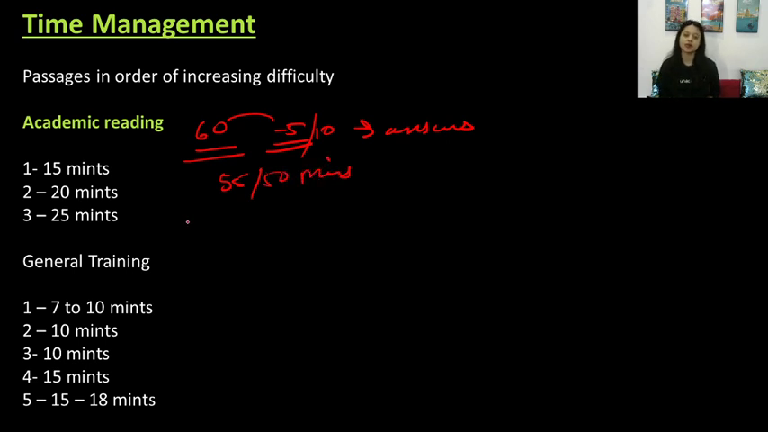Divide that time properly. Don't give more than 10 minutes per passage in the general training exam because the passages are very short and easy. Only in the last passage you can give approximately 15, 16 or 20 minutes. Similarly, in the academic exam, the first one 15 minutes, the second one around 17 or 18 minutes. The third one, yes, you can give somewhere around 23 to 25 minutes.